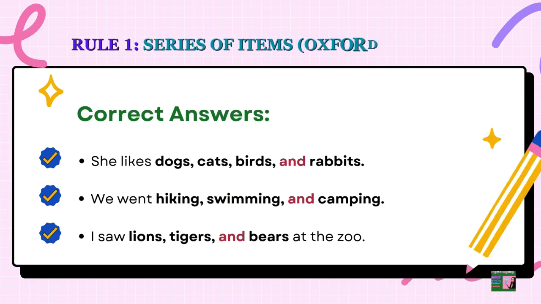Did you get them all right? She likes dogs, cats, birds, and rabbits. Next, we went hiking, swimming, and camping. And finally, I saw lions, tigers, and bears at the zoo. Notice that the phrase at the zoo isn't part of the list. It's just part of the sentence. Okay, notice how each item in the list is separated by a comma. And don't forget the Oxford comma before "and."